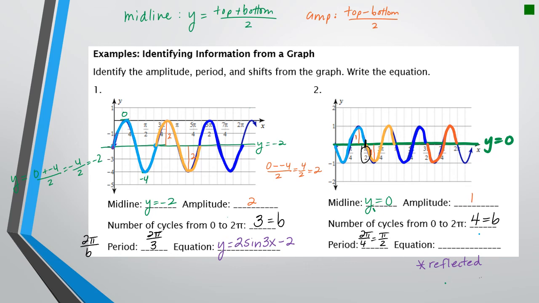All right, now for equation, we've got a lot of stuff going on. First of all, it is reflected, so I need a negative. Amplitude is 1, meaning I don't need a number. I can just go sine. And then b is 4. Since midline is 0, I don't need to write plus 0. I can just leave it as is.